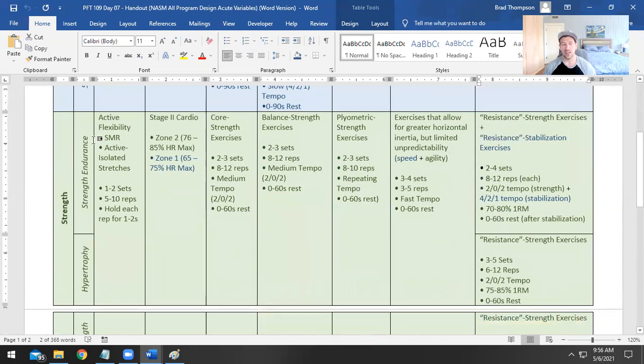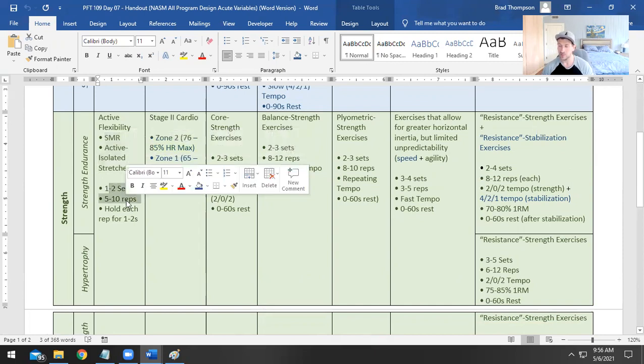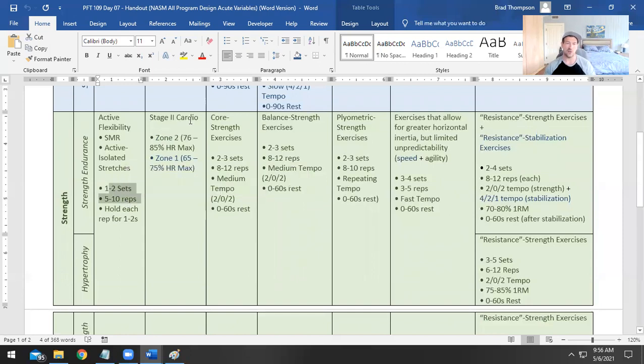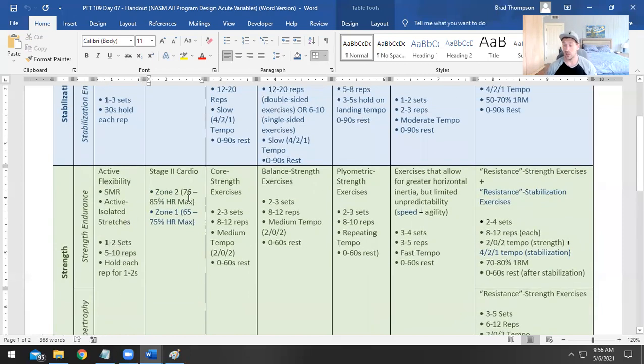Here in the strength level, all clients in the strength level are going to get active flexibility, which is SMR and active stretches. We're going to do those for 1 to 2 sets, 5 to 10 reps. You're going to hold each rep for about 1 to 2 seconds, depending on how comfortable it is or how much they need. Your cardio, you're either going to do a stage 2 routine, which means you're going to alternate between zones 1 and 2. You're going to do zone 2 for work. You're going to do zone 1 for recovery.